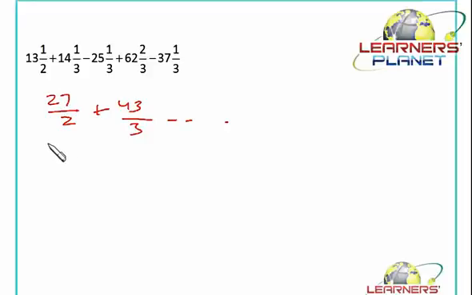So 13 and a half can be written as 13 plus half. Similarly, 14 and 1 by 3 can be written as 14 plus 1 by 3. But as far as competitive exams are concerned, we don't have that much time, so we don't copy the problems elsewhere and then start solving. We calculate wherever the problem is written. So let's begin with the problem.